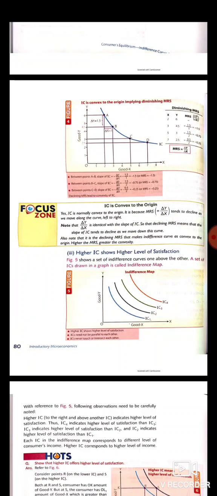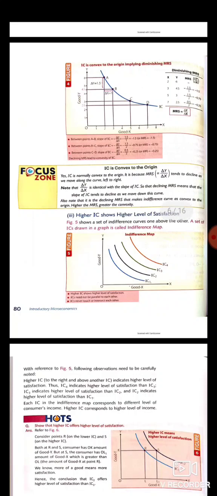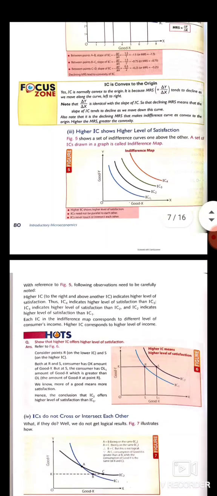Next is, a higher IC curve shows a higher level of satisfaction, because at a higher IC curve a consumer will have more units of commodities. Here, comparing all the combinations of IC1 and all the combinations of IC4, a consumer will get higher satisfaction at IC4 as compared to indifference curve 1. So a higher level of satisfaction can be attained at a higher indifference curve.